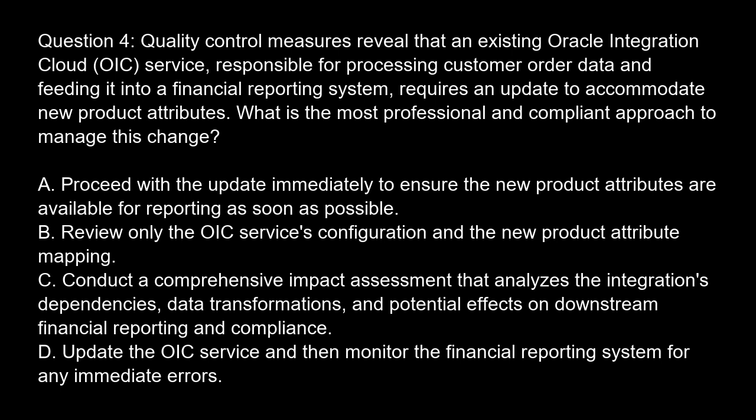Option A. Proceed with the update immediately to ensure the new product attributes are available for reporting as soon as possible. Option B. Review only the OIC service's configuration and the new product attribute mapping. Option C. Conduct a comprehensive impact assessment that analyzes the integration's dependencies, data transformations, and potential effects on downstream financial reporting and compliance. Option D. Update the OIC service, and then monitor the financial reporting system for any immediate errors.